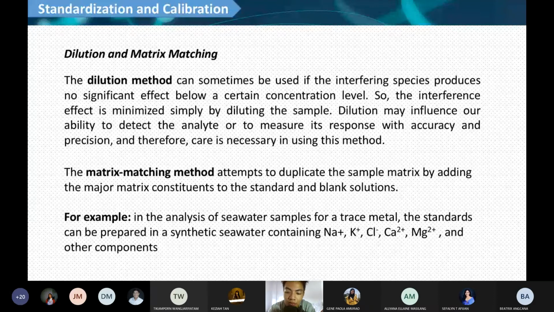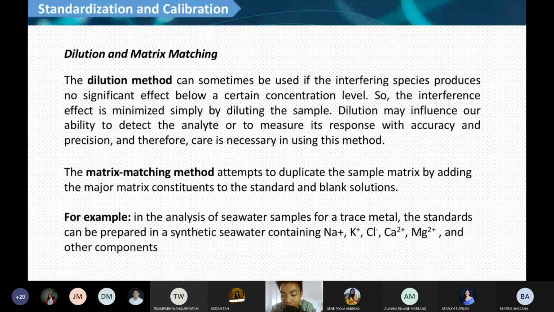So again, dilution method is when you add water to your sample in order to decrease the response of the instrument to your interferences. So again, in dilution method, you add water to your sample so that the concentration of your interferences will decrease, leaving only the analyte, the readable substance in there.